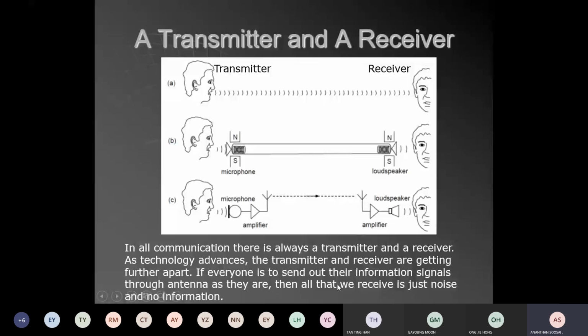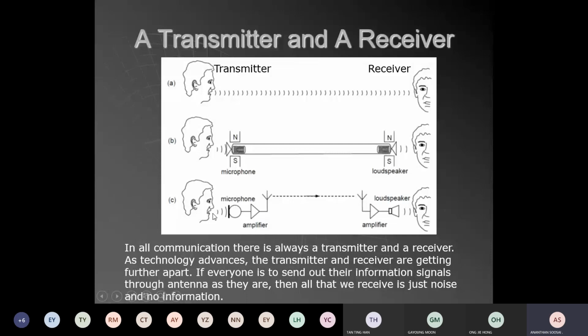So the problem we face is that part C is workable only if one communication takes place at the place at the moment. Let's say A wants to talk to B with this technique, and C wants to talk to D at the same place, then interference will happen.